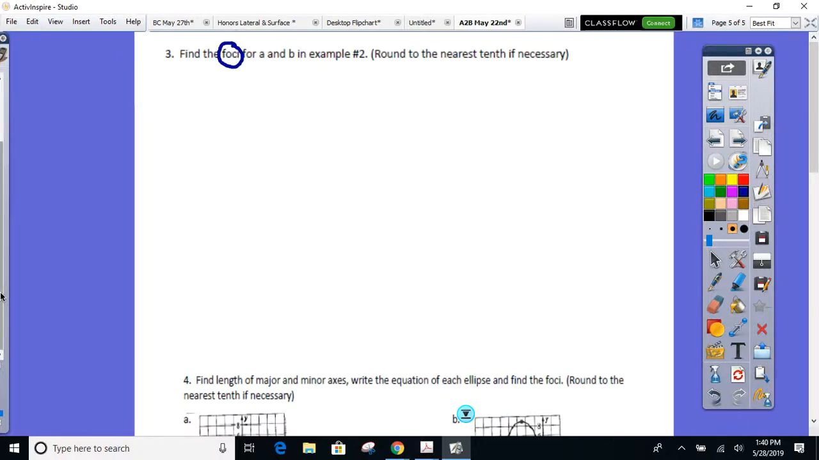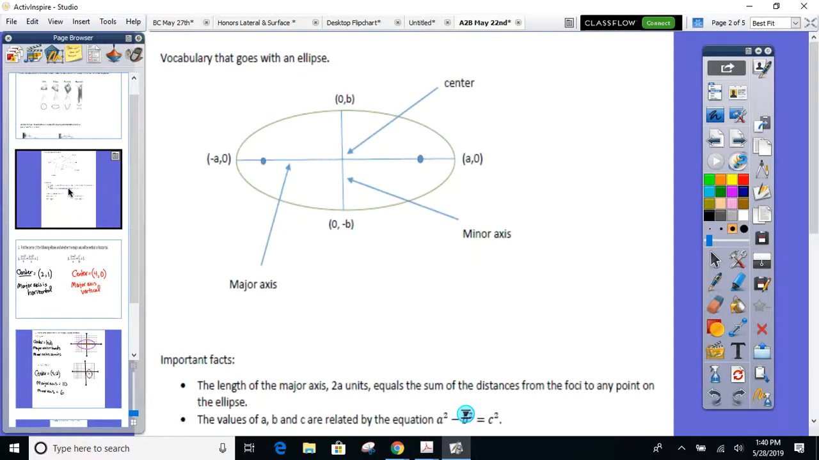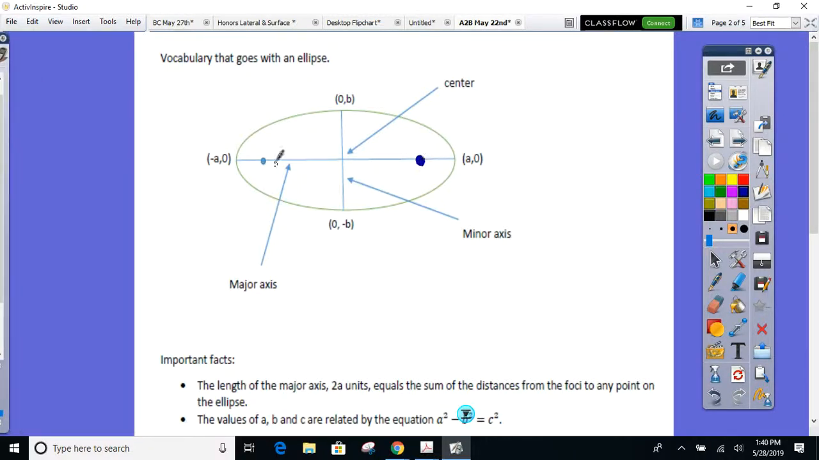You want to go back to the beginning of the packet where I gave you that graph? Maybe you can tell me a little something about the foci. Here's a foci right here. Here's a foci. Where are they always located? On the, what's this right here? Oh, no, not on the X. On the major. The foci are always on the major.